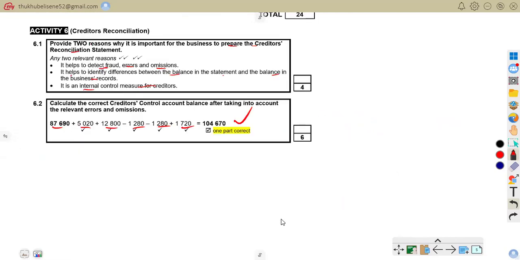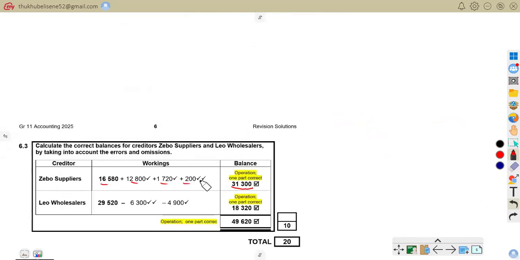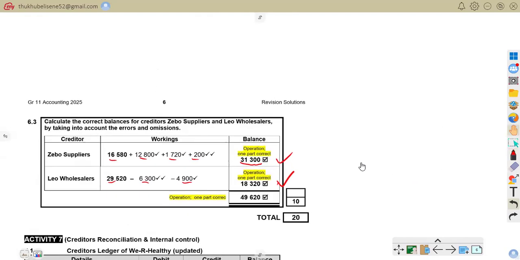If you come to the answers, you can see it here. This is the first amount that we started with, the starting balance, then 6,300, 4,900, and this is what we have. So this is the total.